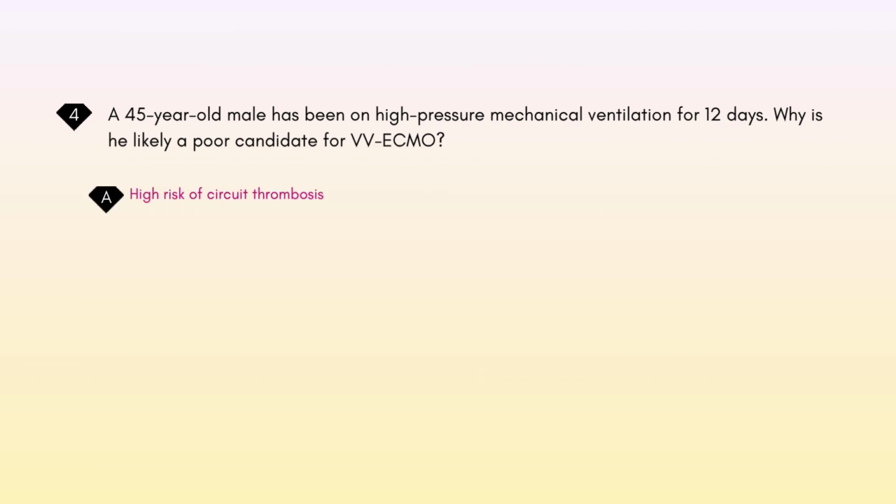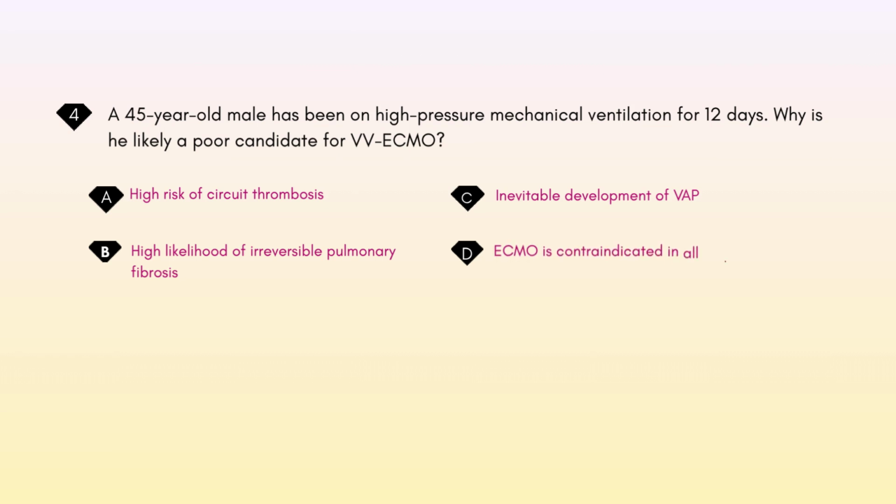A. High risk of circuit thrombosis. B. High likelihood of irreversible pulmonary fibrosis. C. Inevitable development of VAP. D. ECMO is contraindicated in all males over 40. Answer: B. High likelihood of irreversible pulmonary fibrosis.